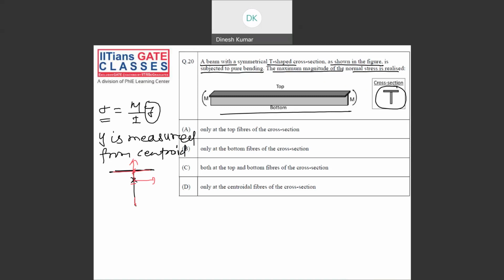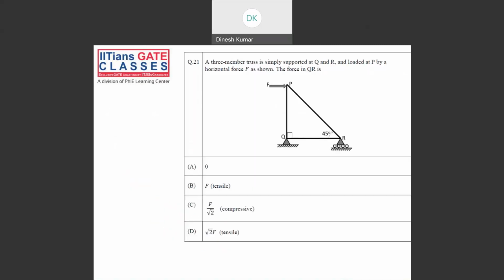What we see is your y bottom is greater than y top. So that means your sigma bottom will be greater than sigma top. So the maximum bending stress will occur only at the bottom fiber of the cross section. So B will be the correct option. In this case, B will be the correct option.